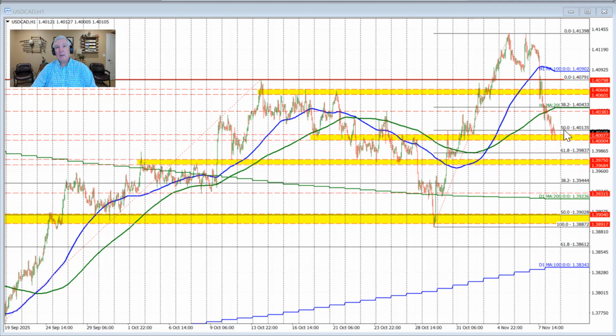But we're going to need to get below, stay below the 50% retracement, and get below the swing area right through here to push down toward that level. So that's my technical look at the dollar versus Canada.